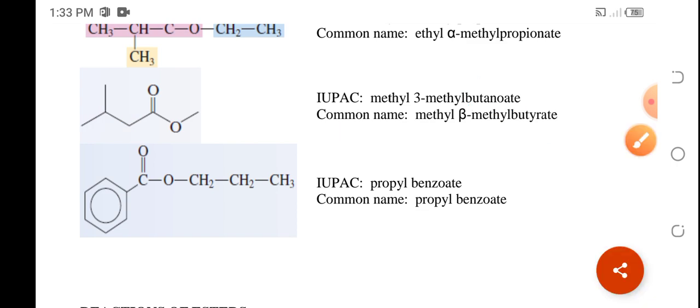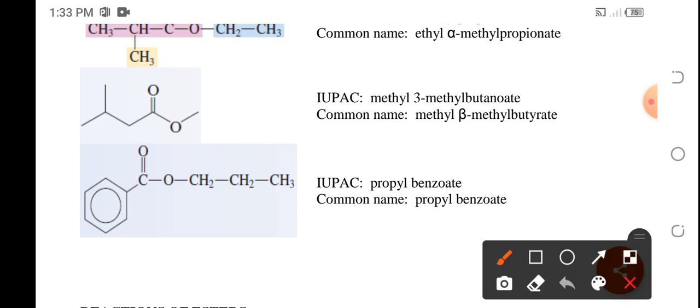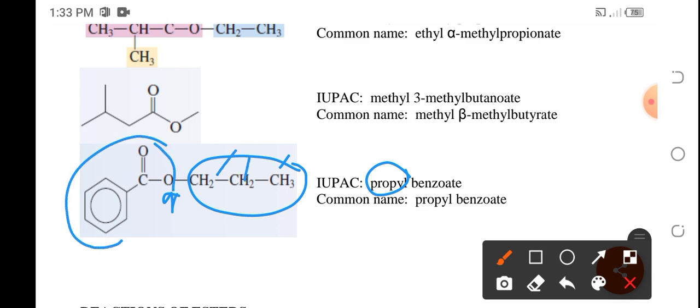And the last example would be having an aromatic ring. So this is the alcohol part with reference to that oxygen. So that is propyl, because there are three carbon atoms. And the whole of this is eventually benzoic acid originally. But we are dropping the IC acid and add ATE. So therefore, the benzoic acid part will then become benzoate. Therefore, the IUPAC name of the structure is propyl benzoate.